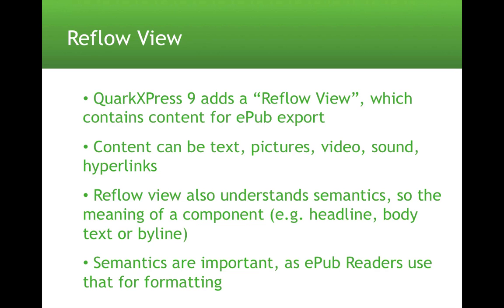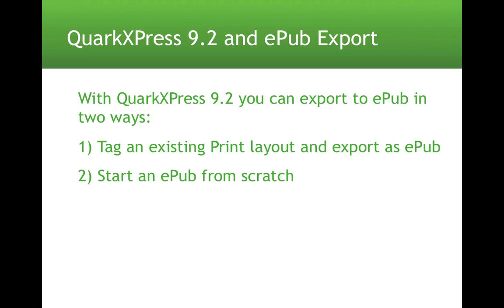Since you probably didn't put that into QuarkXPress, it's important that you do that before you export the ePub. And I'm going to show you how you can easily do that by giving components meaning. There's also a way, of course, to do that automatically. So if you already use style sheets consistently, that's a good thing, because then you can map a style sheet to a component so that you don't have to do that manually.